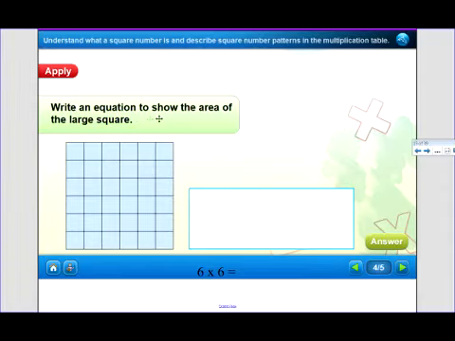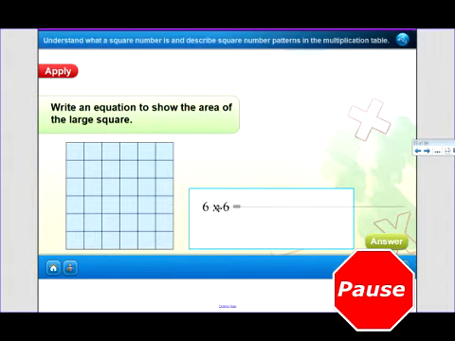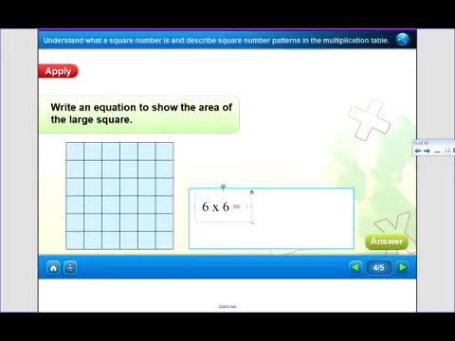Write an equation to show the area of a large square. Well, count with me. 1, 2, 3, 4, 5, 6. This looks like an array arranged into a square. There's 6 columns by 6 rows. Can't we just take 6 times 6 to find the answer? 6 times 6 is 36. Let's check our answer. Oh, you better pause to make sure you did it. Now you can check your answer. There it is. 6 times 6 does equal 36.